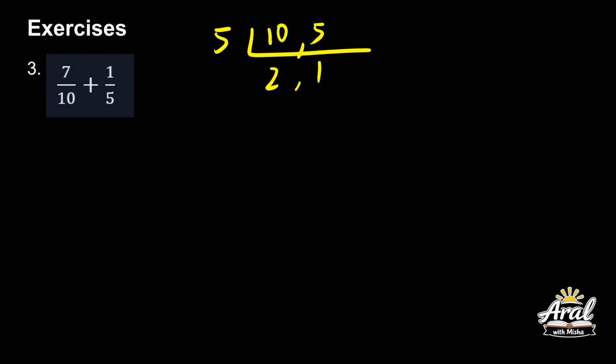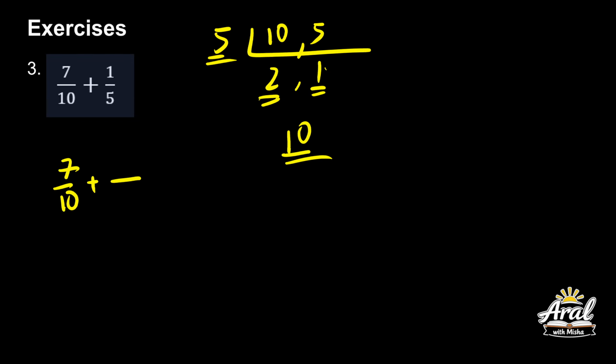So, multiply mo tong tatlo, 2 and 1, wala nang common factor yan. So, 1, 2, and 5. Multiply mo lang, 1 times 2 is 2, 2 times 5 is 10. LCM, least common multiple, is 10. So, 7 over 10, 10 na siya. So, wala ka nang gagawin dyan.